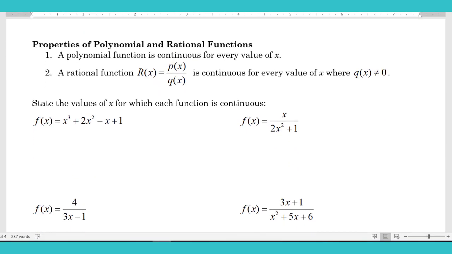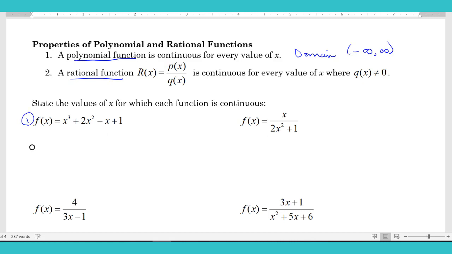Our examples are going to be limited to what's called polynomial functions and rational functions. A polynomial function is continuous for every value of x. And again, that is something we went back and looked at in earlier lessons. And the domain of all polynomial functions is all real numbers, meaning you can use any value of x and it's all going to be continuous.